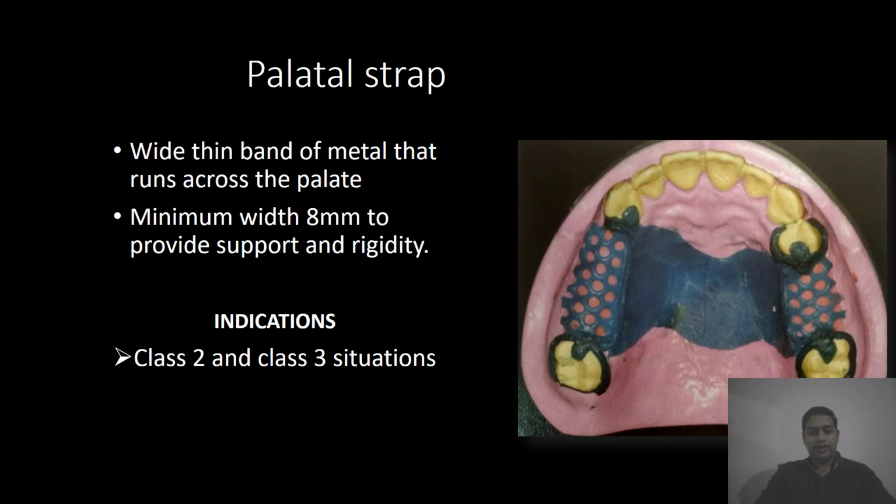Next is your palatal strap. As we discussed in the previous slide, a strap should have a minimum width of 8 millimeter to have proper rigidity and to derive proper support from the hard palate. So it's a wide thin band of metal that runs across the palate. It is indicated in cases of class 2 and class 3 situations. Class 2 means a unilateral distal extension case, and class 3 is a situation where the edentulous space is bound by teeth both in the anterior and posterior aspect.